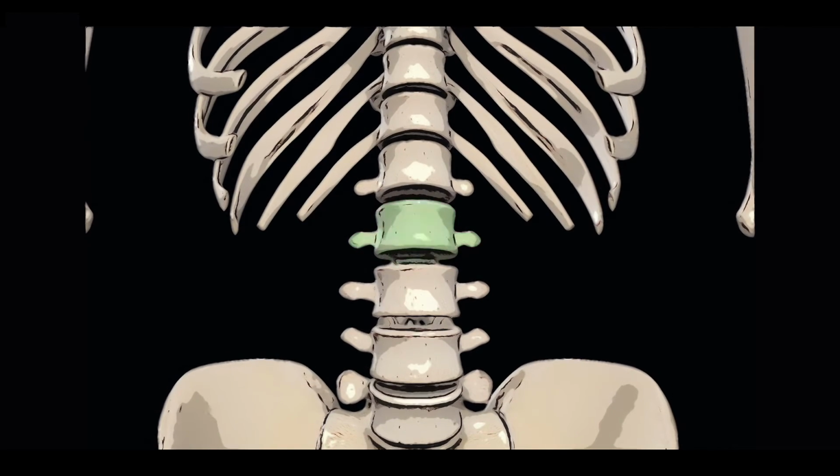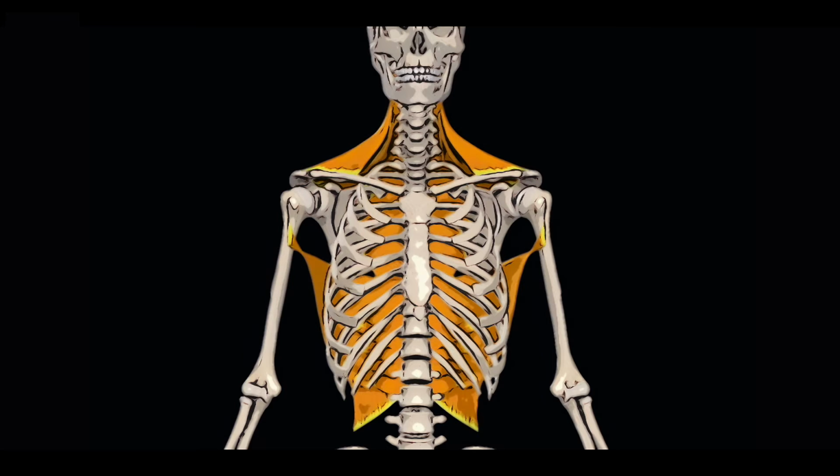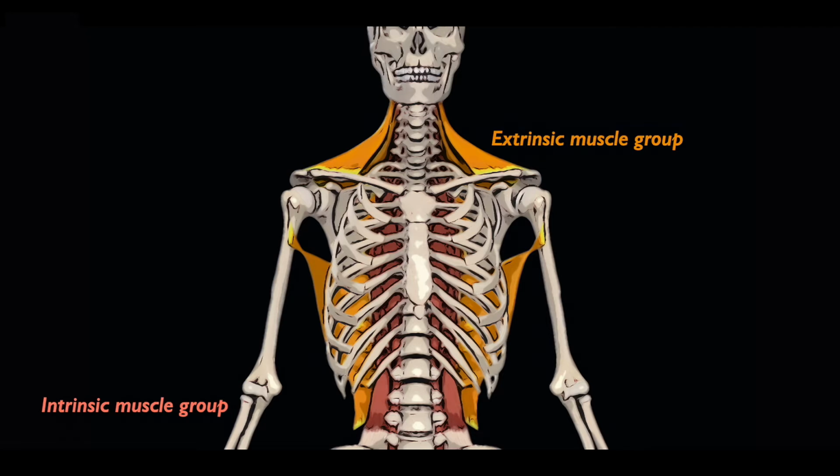Next, I'll briefly outline the muscles of the back, which move the vertebral column, pectoral girdle, and arm, and help to maintain body posture. These muscles can be arbitrarily divided into intrinsic and extrinsic groups. The intrinsic muscles lie deep to the thoracolumbar fascia, while the extrinsic muscles lie superficial to it.